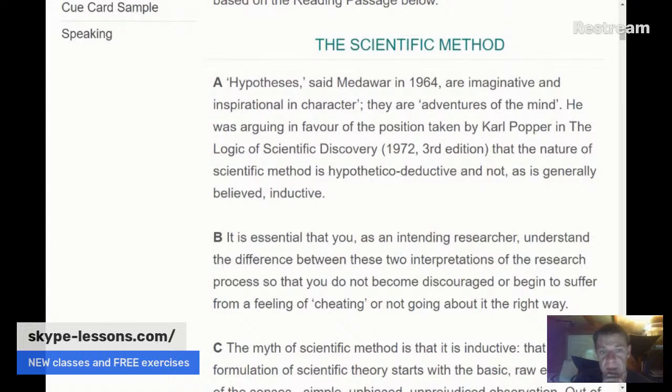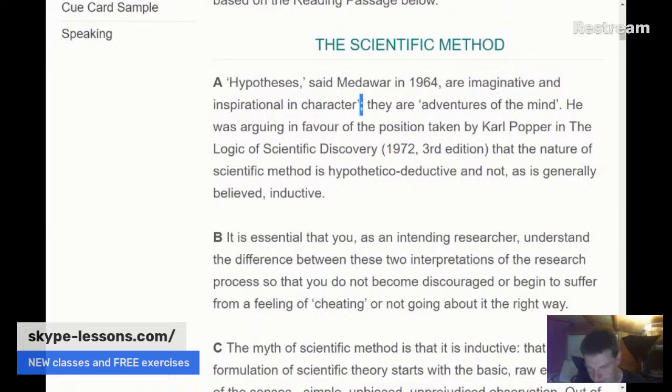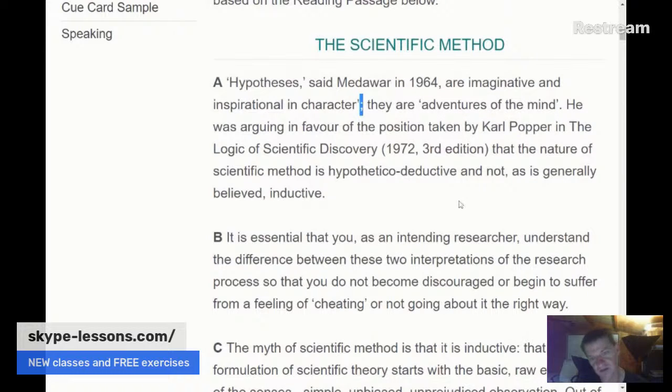So let's read through. Hypotheses, said Medawar in 1964, are imaginative and inspirational in character. I like the parallel structure there, by the way, guys. Look at those adjectives starting with I, just paired. It's nice. In character, semicolon, because that's a main clause, and this is a main clause. They are adventures of the mind. If the writer had used a comma, it would have been a comma splice. So that's why that semicolon is there. It's between two main clauses.